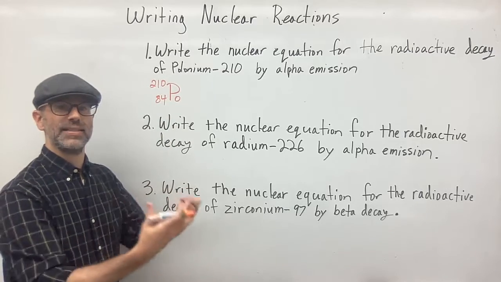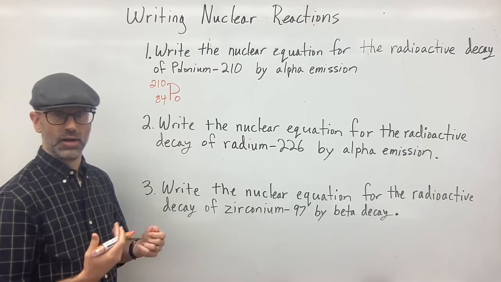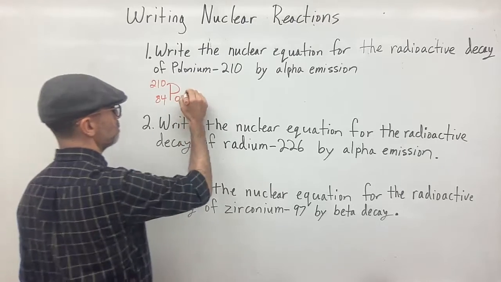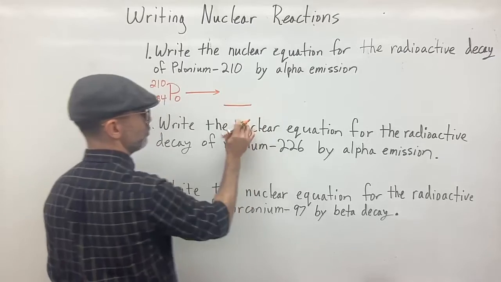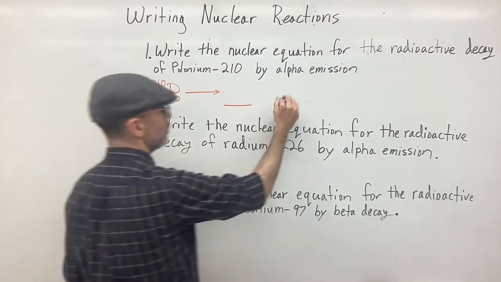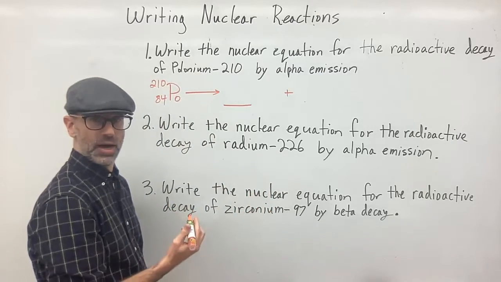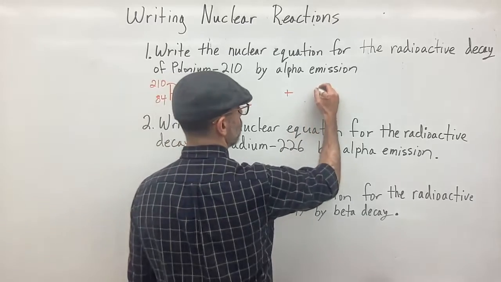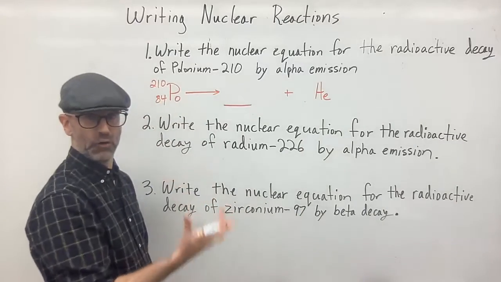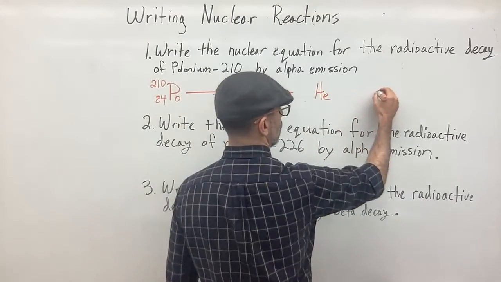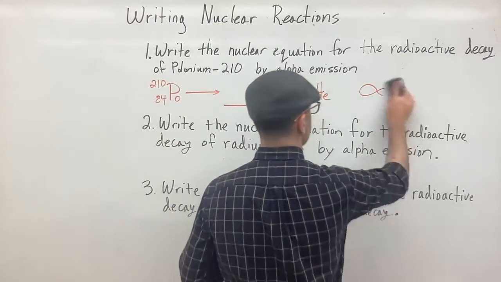So it's going to release an alpha particle, which is the nucleus of a helium atom. We know that something is going to be produced. So we're going to get a daughter isotope plus an alpha particle. The alpha particle is the helium nucleus, so we can either write He for helium, or you could put the symbol for your alpha. It's up to you, but helium is fine.